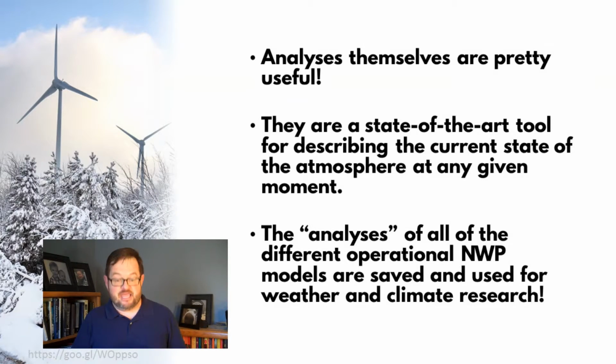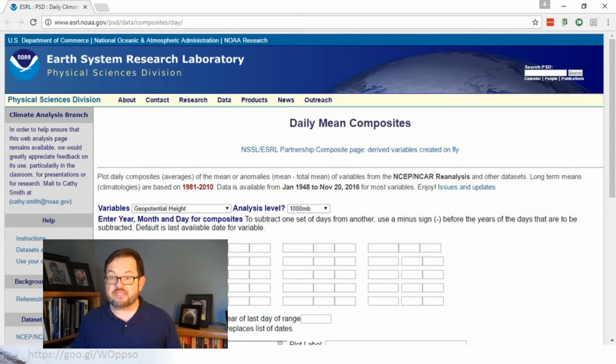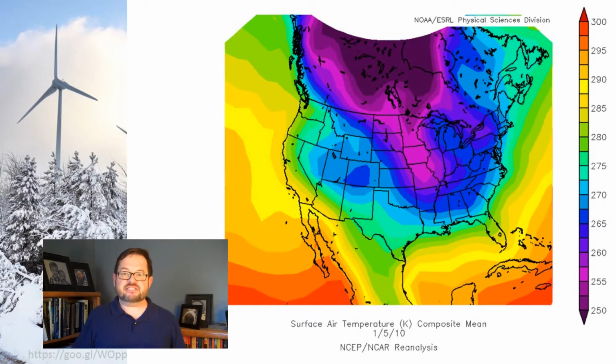And we save them, and in fact you can access them from websites like the one I have shown right here. This is using a model called NCEP-NCAR that is creating a set of analyses, and you can go to this website and tell it you want a map of temperature at this analysis level, maybe 1,000 millibars, you tell it what day you want, and it'll go back into a giant database and pull up maps like this one that happens to be a particular day's surface temperature.